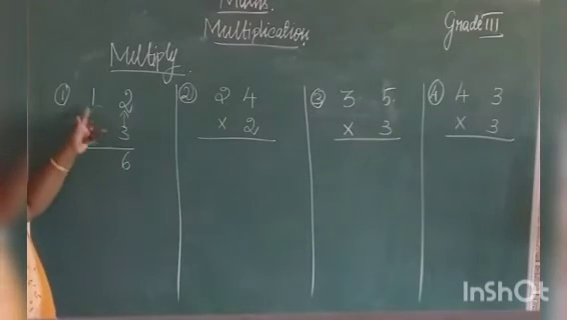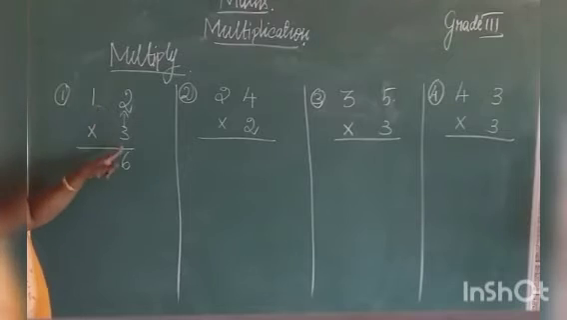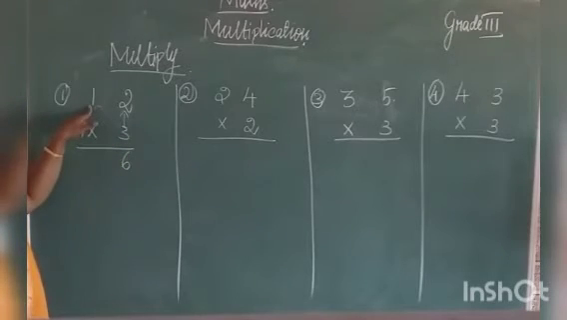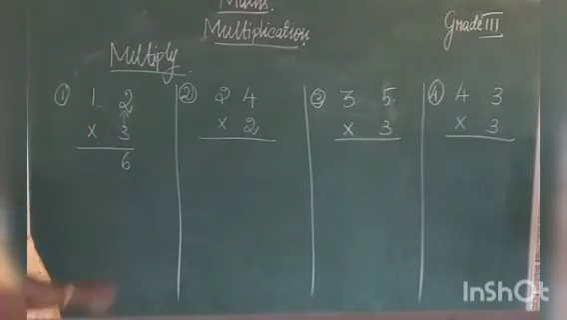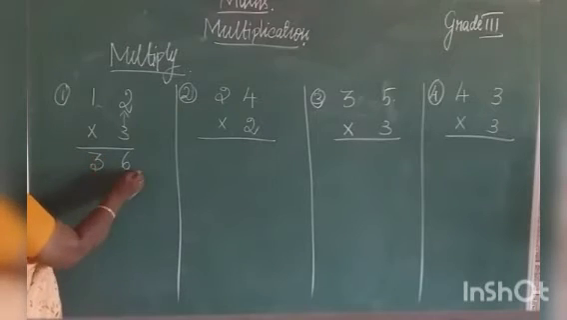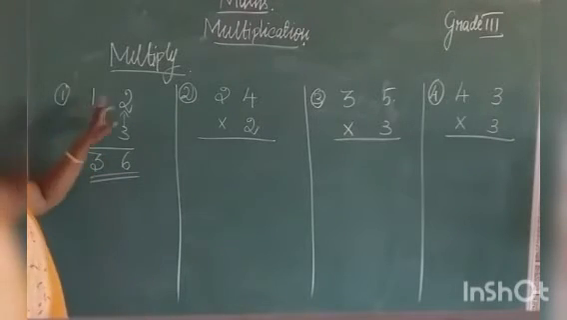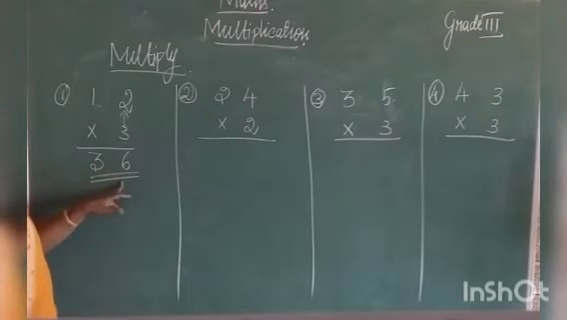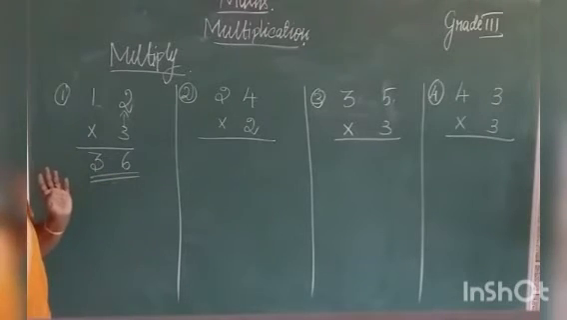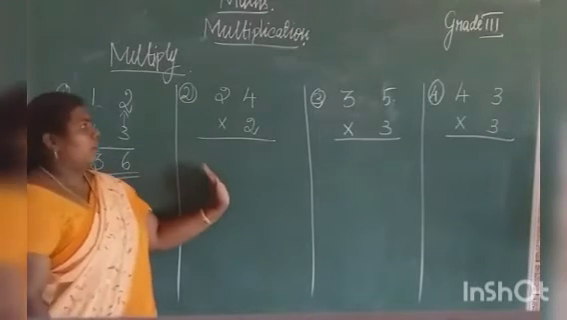Then next we are going to multiply by the tens place, right? 1 3 is how much? 1 3 is 3, right? Yes. 36. That is the answer. 12 times 3 equals what? The answer is 36, right? Yes, like that, this question also we are now going to do.